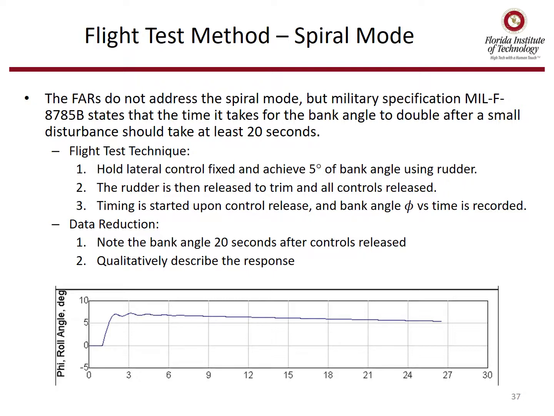Our flight test technique involves holding lateral control fixed and achieving 5 degrees of bank angle using rudder. The rudder is then released to trim and all other controls are released, and then we just basically time the bank angle and look at it. We'll note what the bank angle value is 20 seconds after the controls are released, and then we'll just qualitatively describe the response.